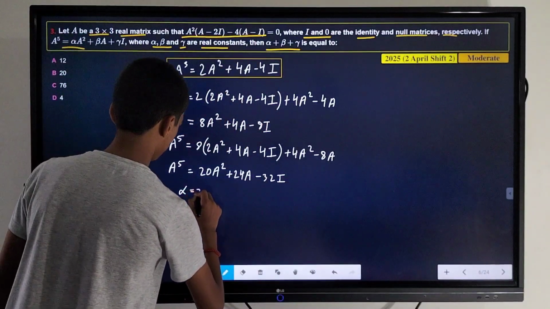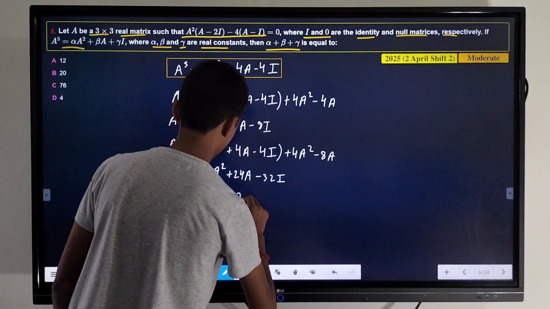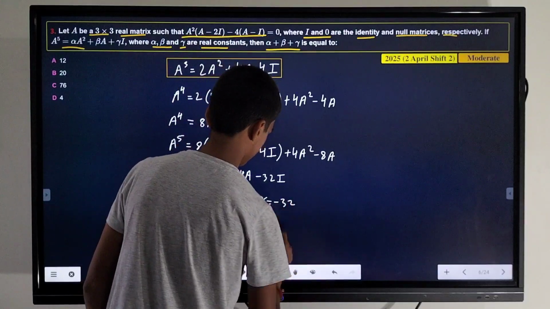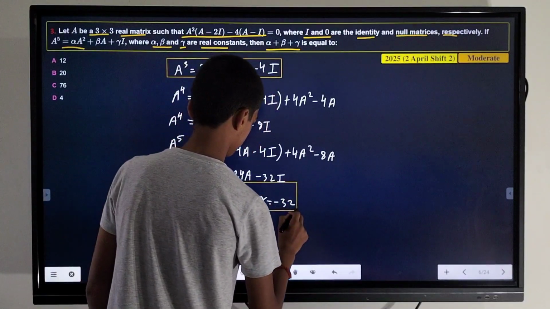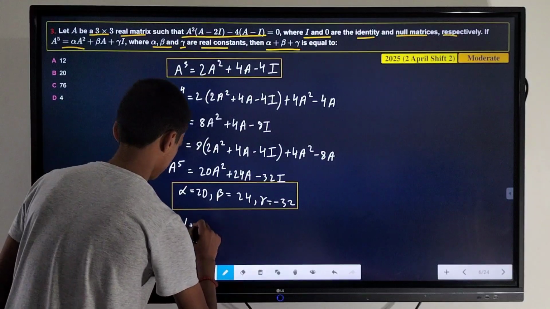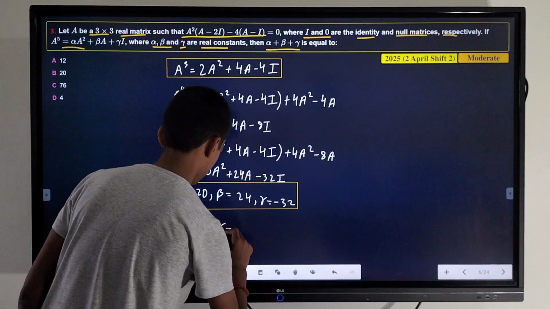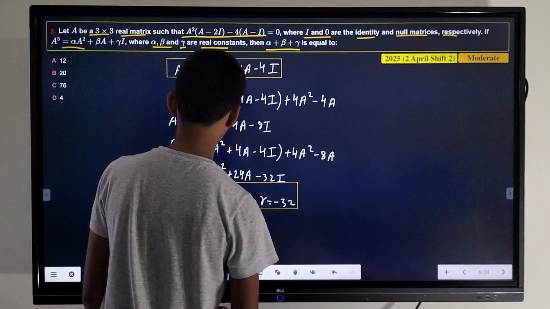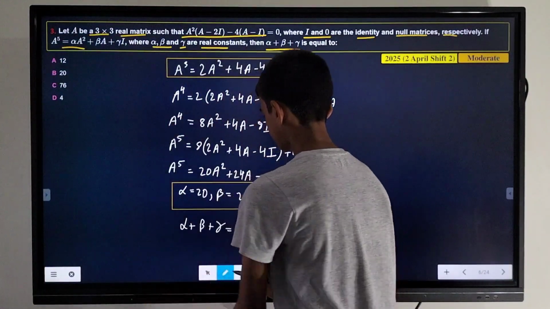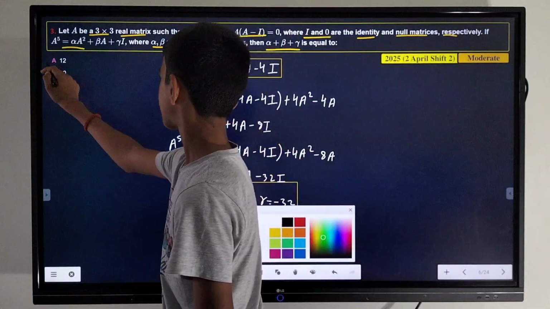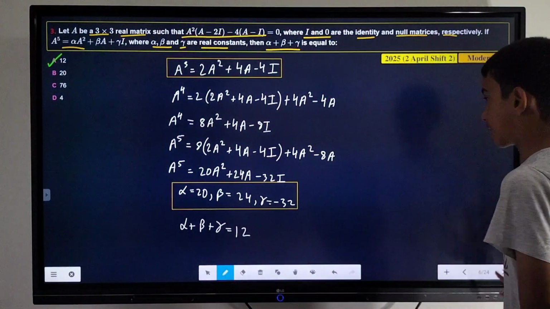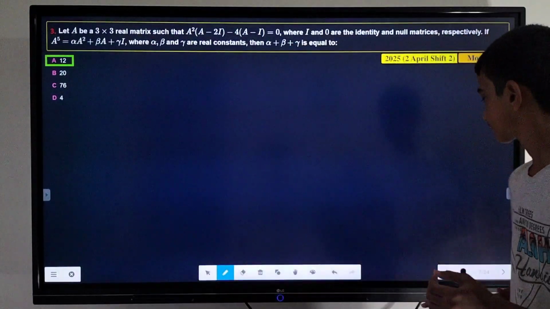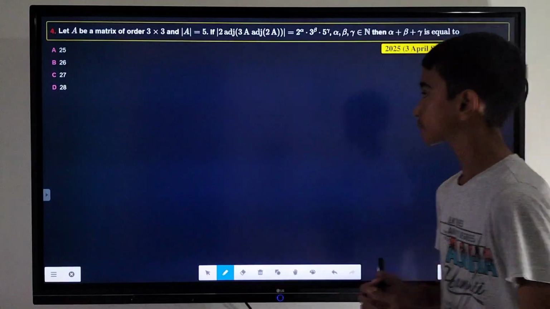So our alpha is equal to 20, beta is equal to 24 and gamma is equal to minus 32. Our alpha plus beta plus gamma is equal to 44 minus 32, 12. So from here, our option A is correct. And here is our solution, and we can see that our answer is correct. Here is the next question now.